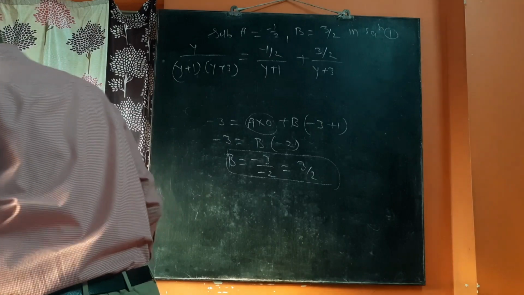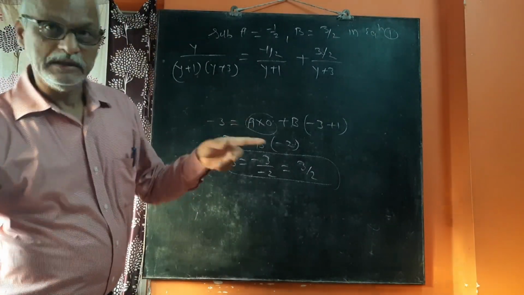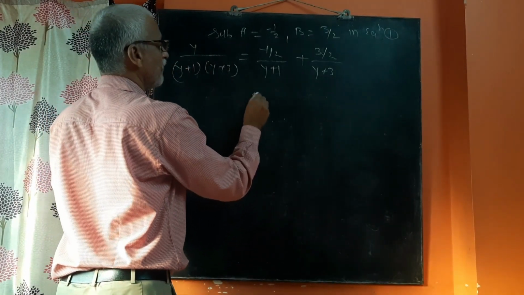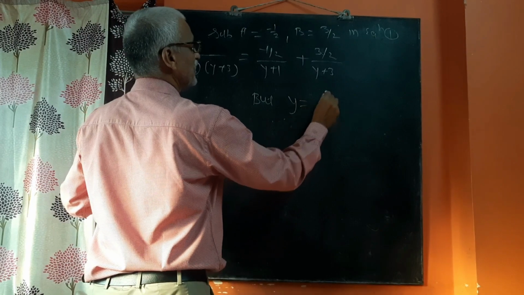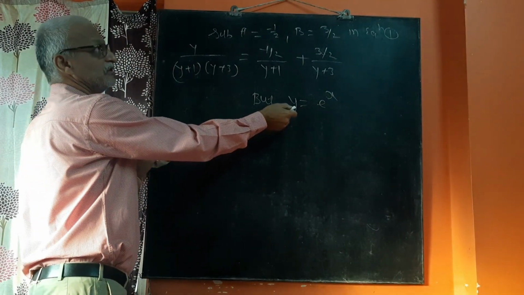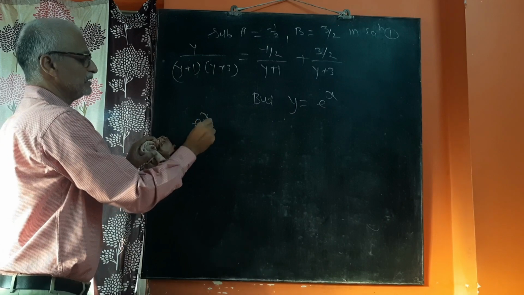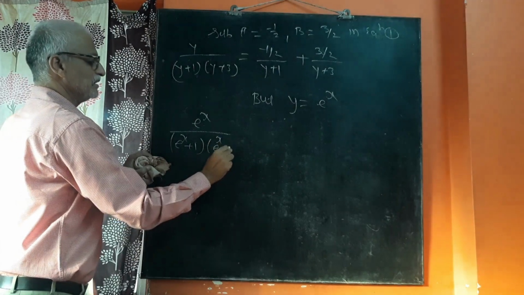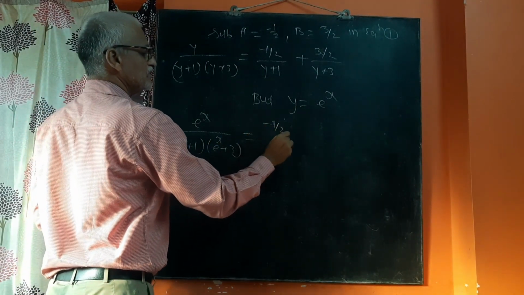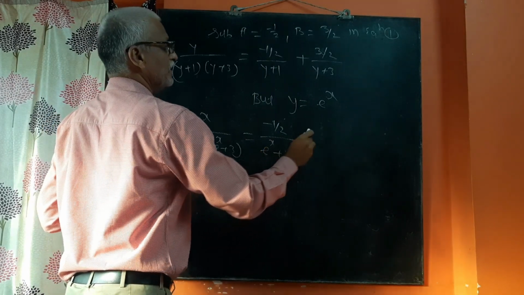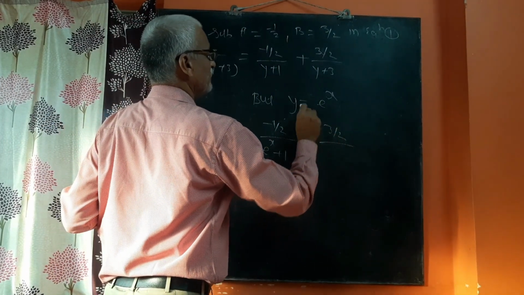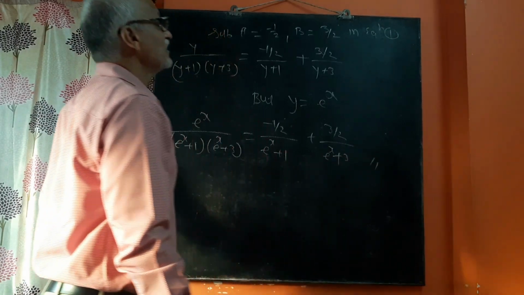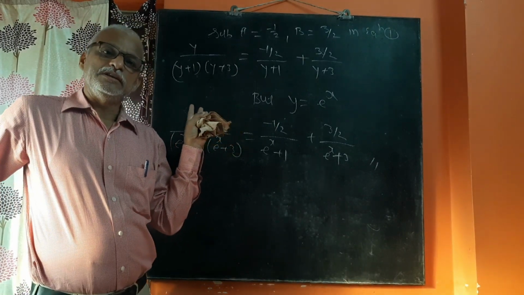Now resubstituting the value of y, where y equals e raised to x. So resubstituting y equals e raised to x, we get e raised to x divided by (e raised to x plus 1) into (e raised to x plus 3) is equal to minus 1 by 2 upon (e raised to x plus 1) plus 3 by 2 divided by (e raised to x plus 3). These are the partial fractions of that given problem.